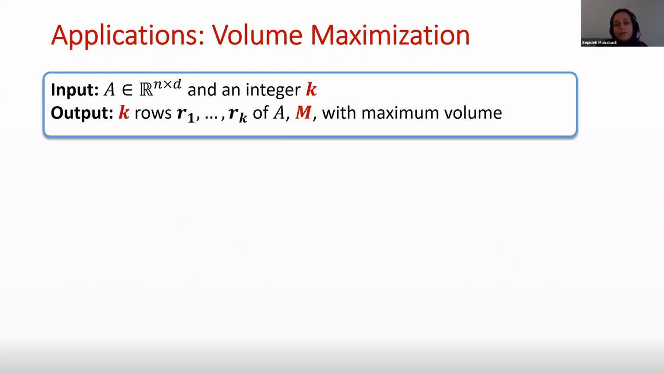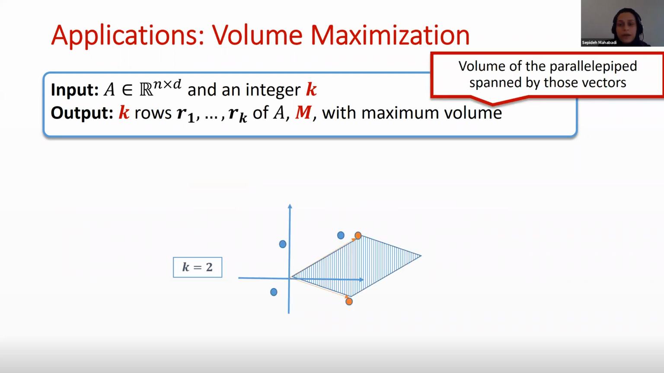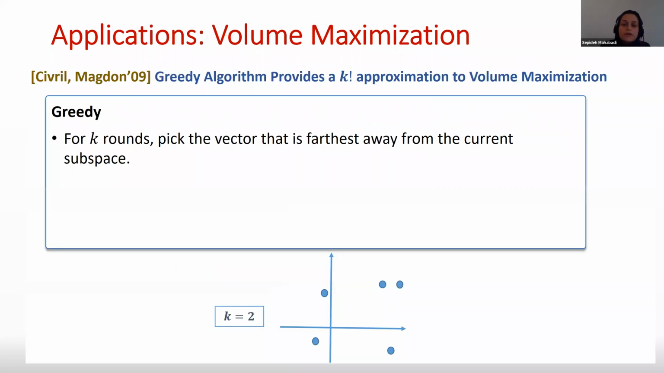So now let's look at volume maximization, which uses the components that we had here, not the algorithm itself. So again, in this problem, we're given a matrix A, which is n by d, and an integer k. And the goal is to pick k rows of the matrix A with the maximum volume. For example, if k is equal to 2 and we pick these two points, then this is the volume that we're getting. So it's known that the greedy algorithm provides a k factorial approximation for volume maximization.